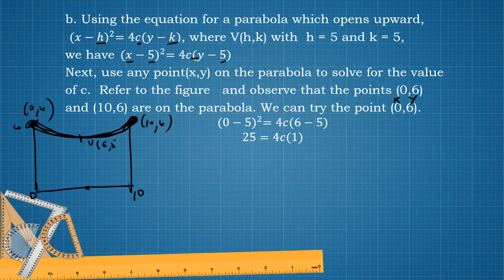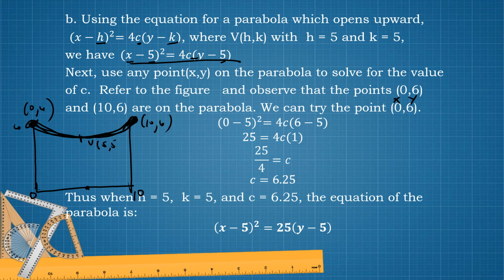In order for us to find the value of c, divide both sides by 4. Therefore, c is equal to 25 over 4. So we're done finding the value of c, which is 25 over 4. Now we're going to substitute the value of c in our formula x minus 5 squared equals 4c quantity y minus 5. It will be like this one.